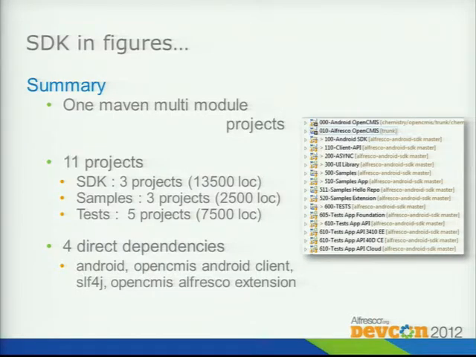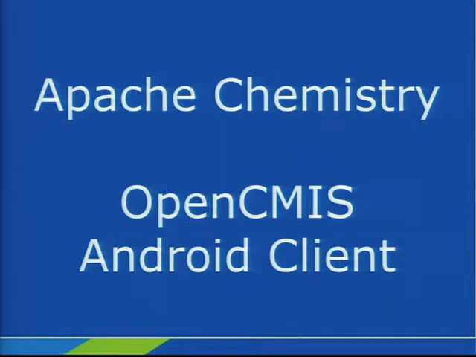And we have only 4 direct dependencies for this project. Android, of course, that provides all the basic services. OpenCMIS Android client for document management, SLF4J for logging purposes, and the OpenCMIS Alfresco extension for supporting all Alfresco aspects.